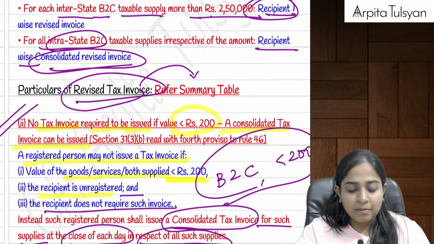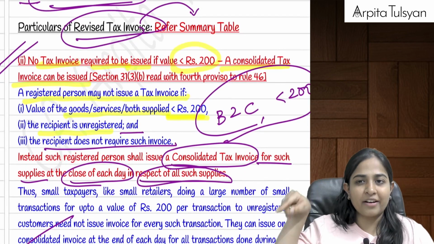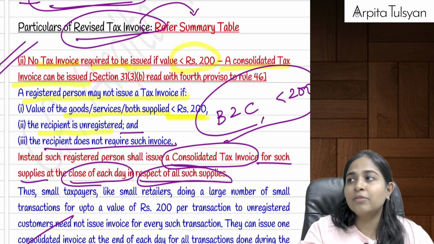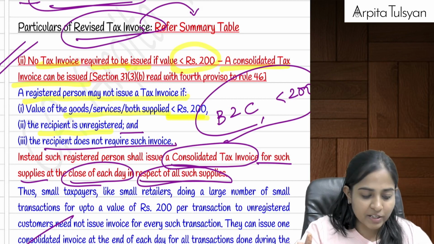Yes. Then after that, ma'am, what will come in this revised tax invoice? You can refer to it from the summary table. One extra thing that will come in this revised tax invoice is the reference of the original tax invoice, right?